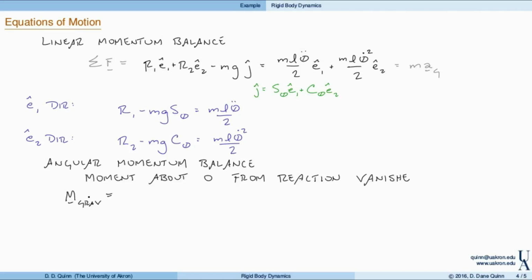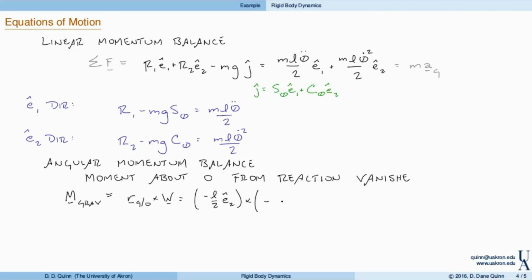And I think I'll go ahead and calculate this according to the definition of moments due to forces. So that's going to be R cross F, in particular R of G with respect to O cross the weight. So the position of G with respect to O, we've already said, was minus L over 2 in the E2 direction.